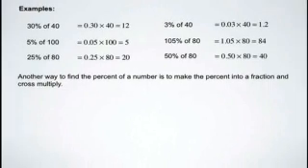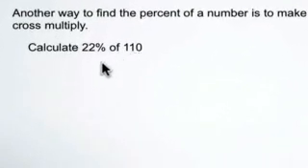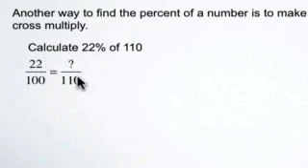Another way we can do these types of calculations is to set up a proportion. Remember, a proportion is 2 ratios that are equal to each other. And a ratio is the same thing as a fraction. So if I want to do 22% of 110, well, 22% is 22 out of 100. And I'm looking for, well, what number is that out of 110? So I'm really missing the top number here. 22% is something out of 110. I don't have a way of really dealing with the question mark.